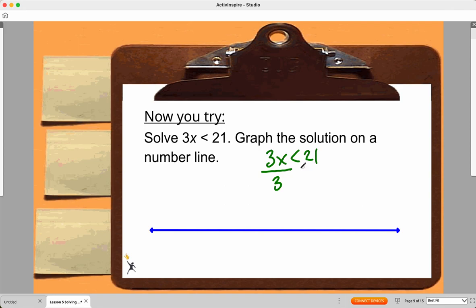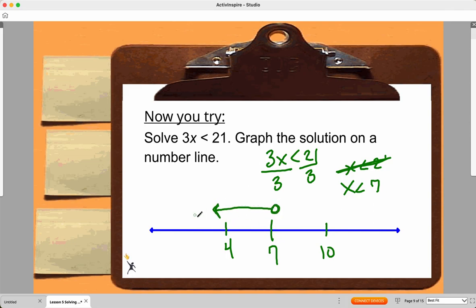All right, divide both sides by 3. I get x is less than 21. No, that's not right. x is less than 7. Slow down and take your time. I'm talking to myself here. You guys probably did that just right, and I messed it up. So we have an open circle, and again, we're going to go towards the left because that's less than.